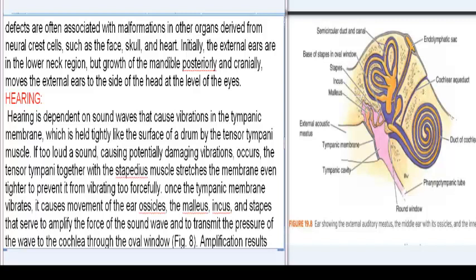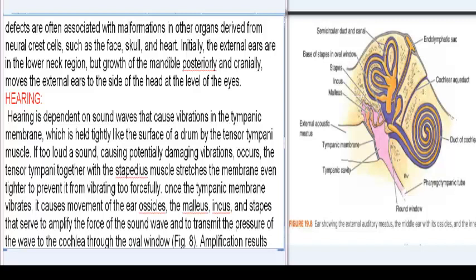Initially, the external ears are in the lower neck region, but growth of the mandible posteriorly and cranially moves the external ears to the side of the head at the level of the eyes. Hearing is dependent on sound waves that cause vibrations in the tympanic membrane, which is held tightly like the surface of a drum by the tensor tympani muscle. If too loud a sound, causing potentially damaging vibrations, occurs, the tensor tympani together with the stapedius muscle stretches the membrane even tighter to prevent it from vibrating too forcefully.